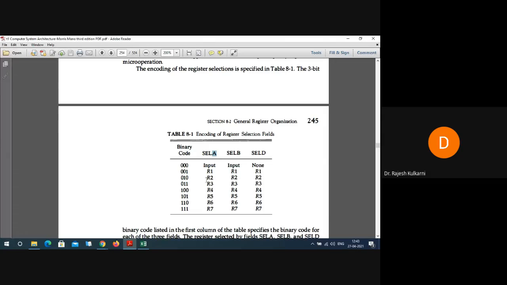Select A, R2 means this will be 0, 1, 0. Select B, R3 means that will be 0, 1, 1. Is it making sense? Yes, sir. Then select D means the output is in R1.